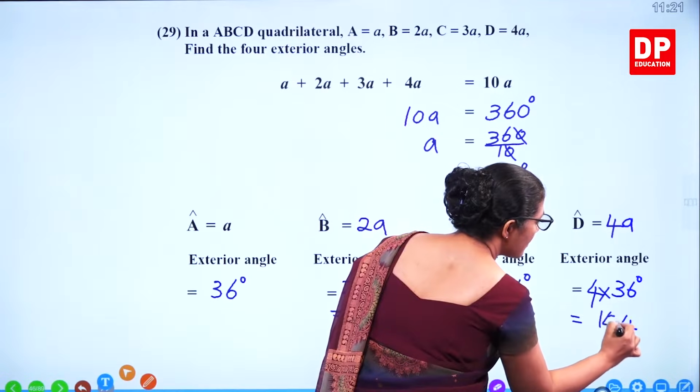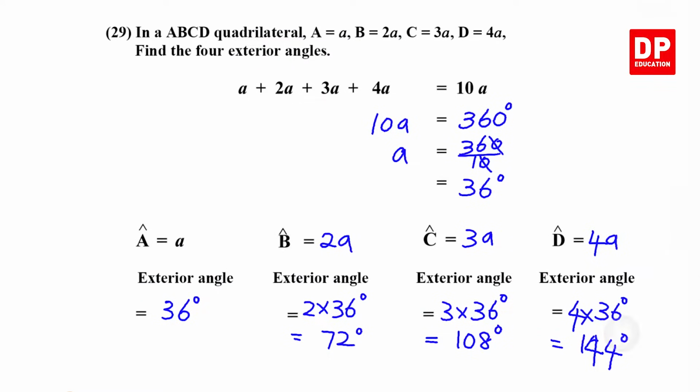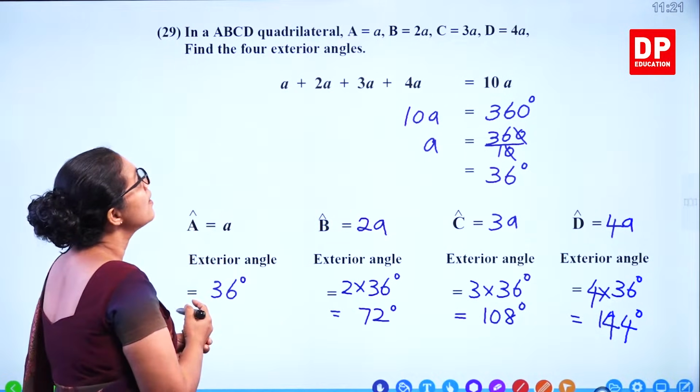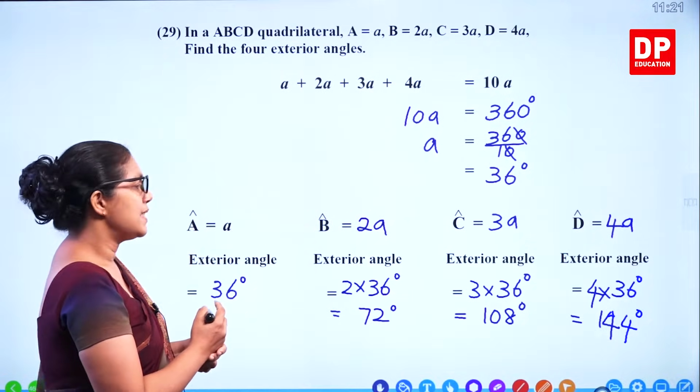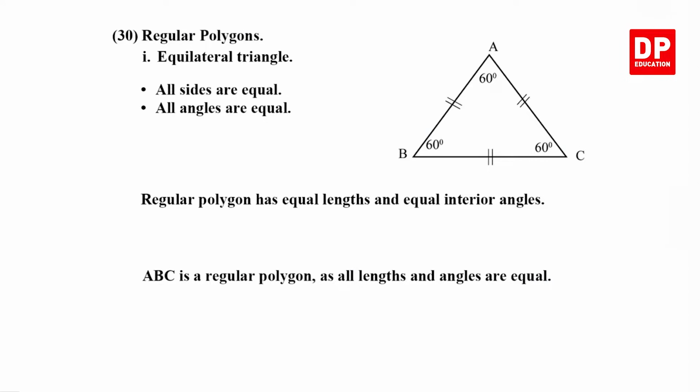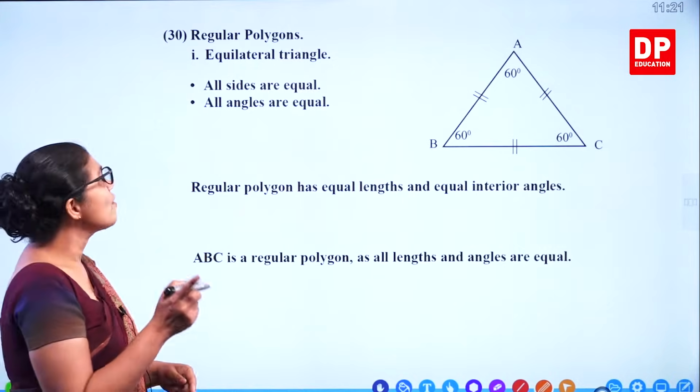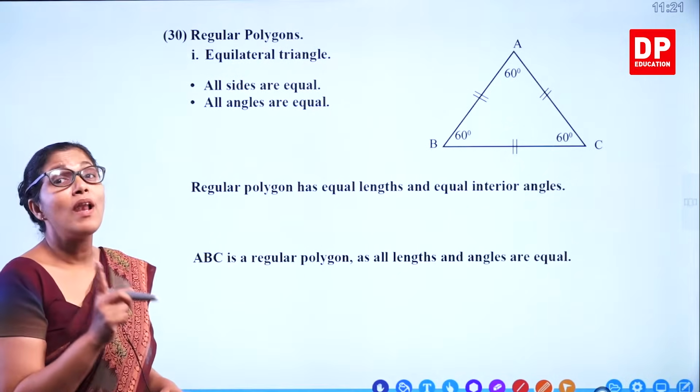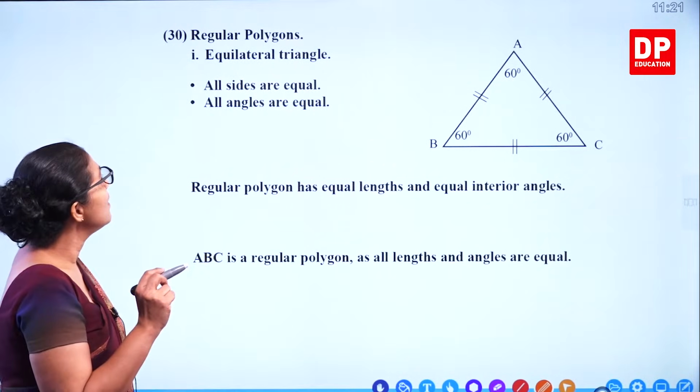So 144 degrees. So those are the angles A, B, C, D. Regular polygons. What does regular mean? Regular means all sides and all angles are equal.